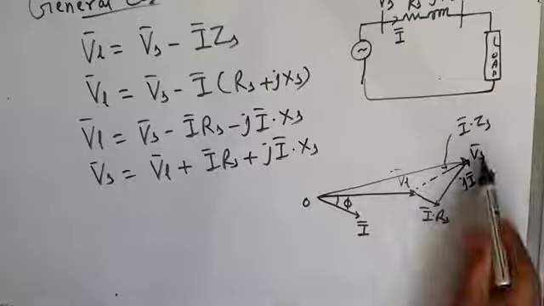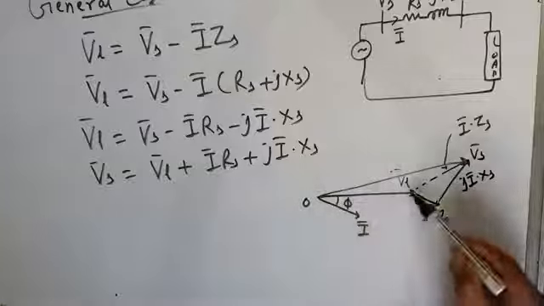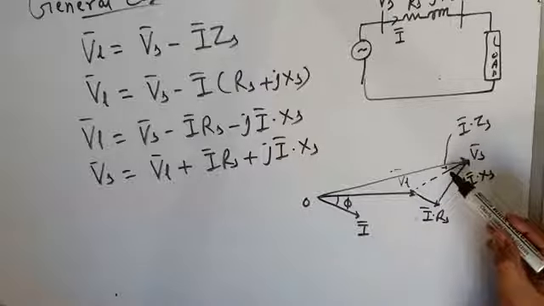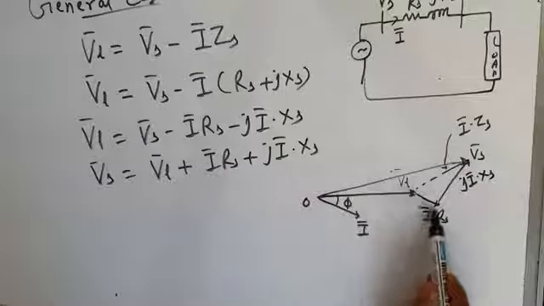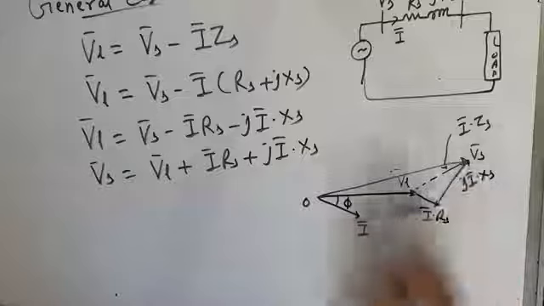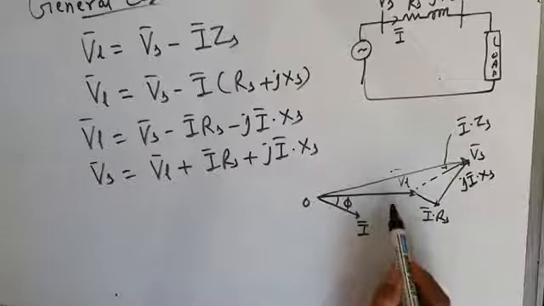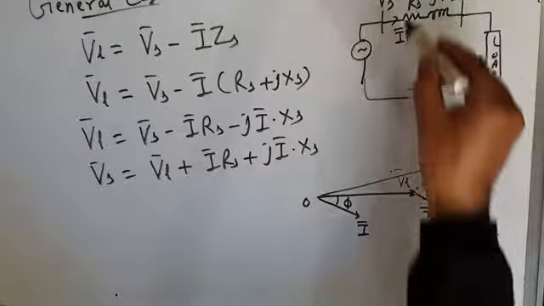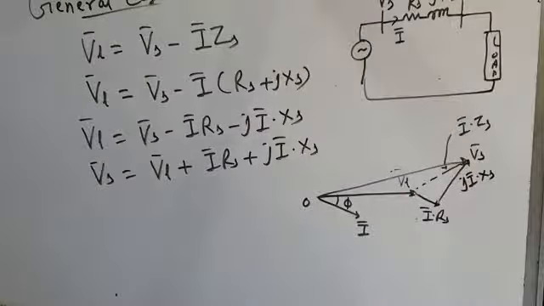So you can find source voltage is higher than load voltage. In fact, source voltage is load voltage plus this voltage drop across the feeder, I into Zs. Or source voltage is equal to load voltage plus I into Rs drop plus j I into Xs drop. That's what I have written here. So because of this voltage drop across the feeder, load voltage is less than source voltage.